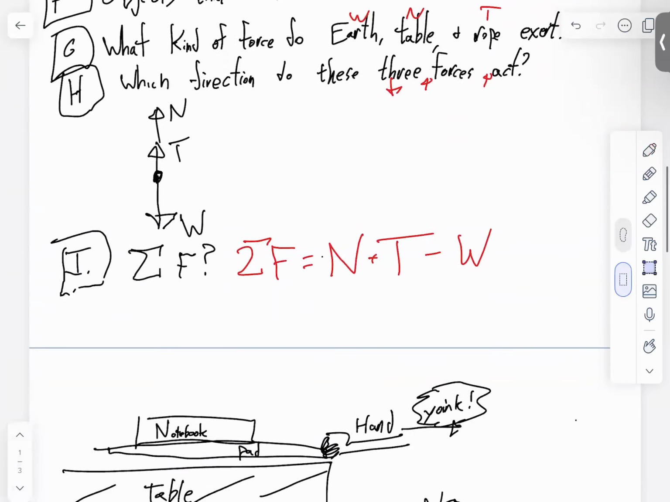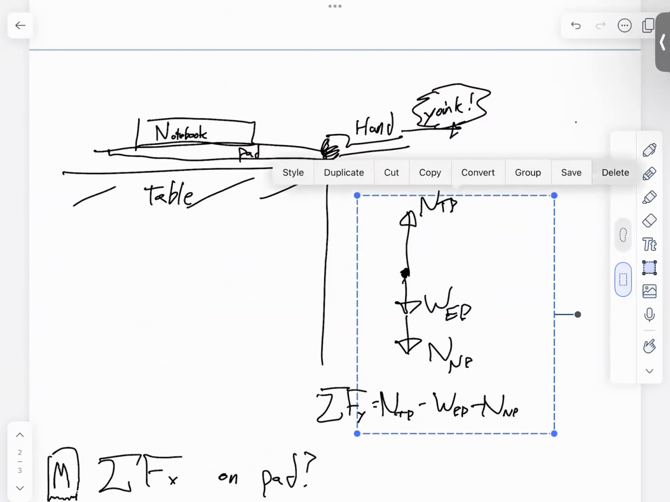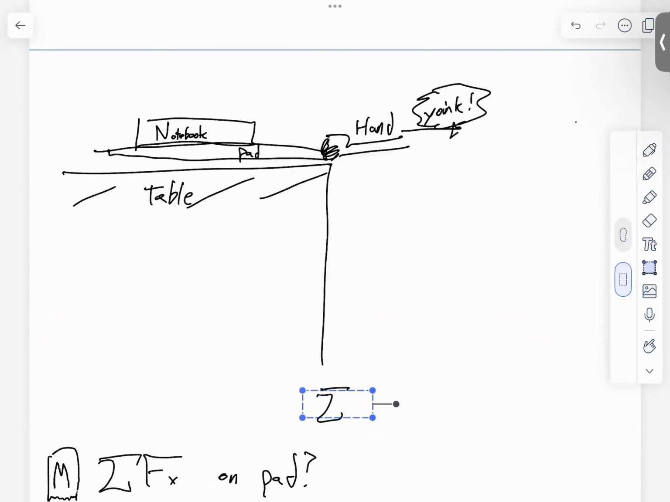Close your eyes just for a sec. I wrote the answer up here. Okay, you can open.